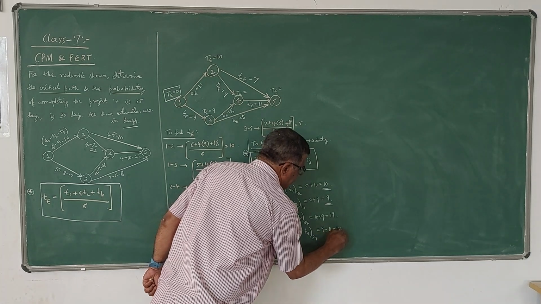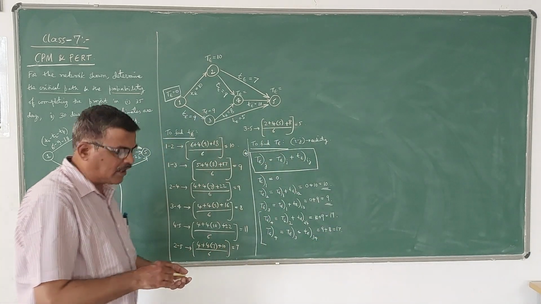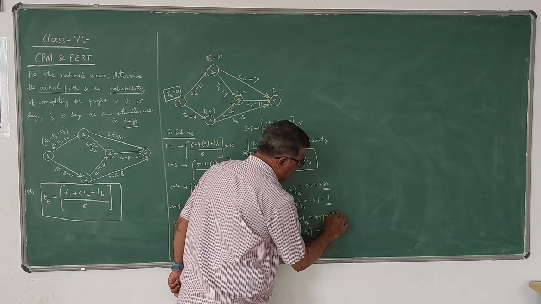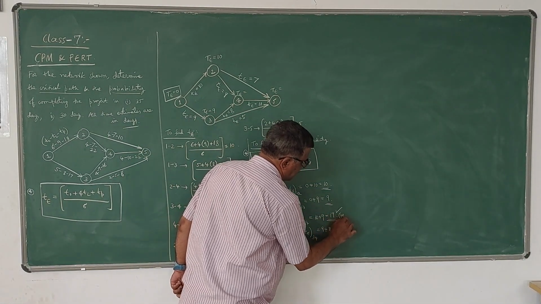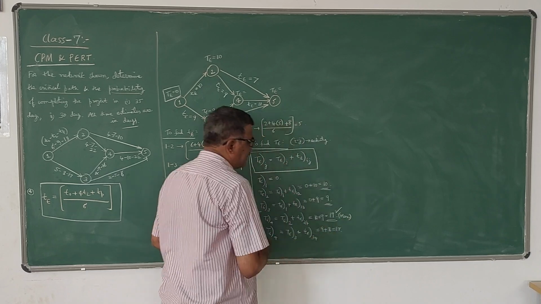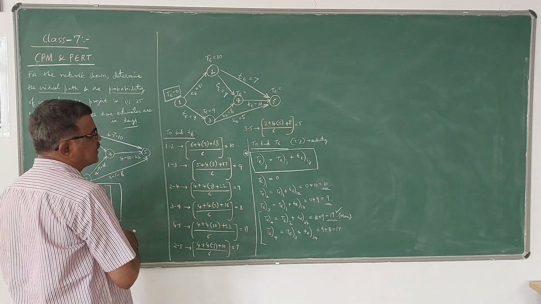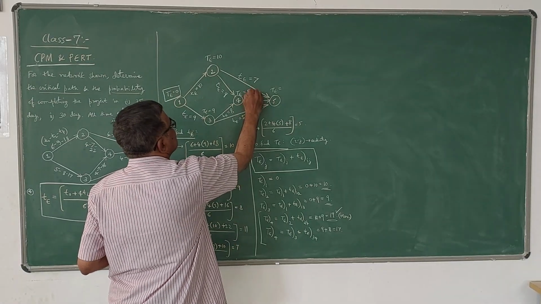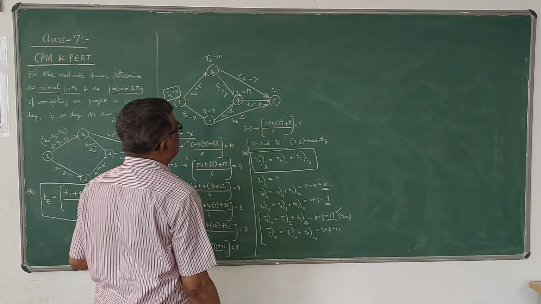So 17. Now among these two, which one you have to take? You have to take the maximum value, greater than. So this is maximum. Therefore, your TE for 4 is 19. Yes.